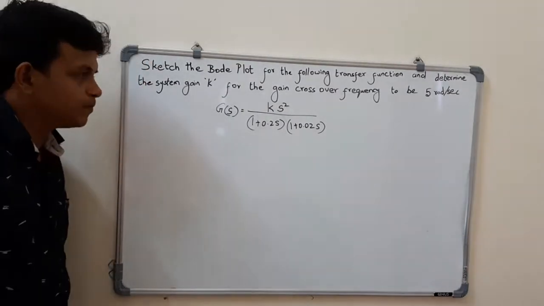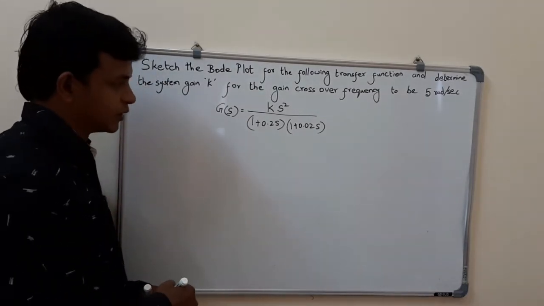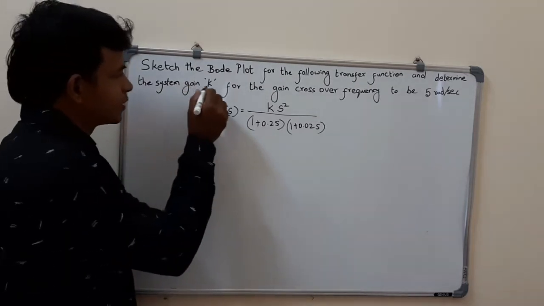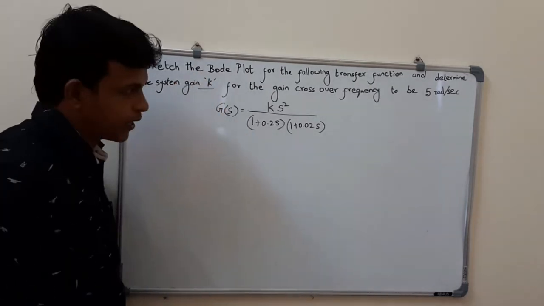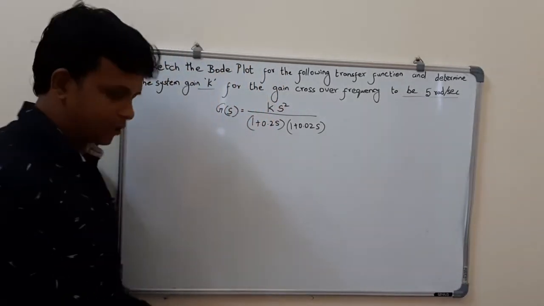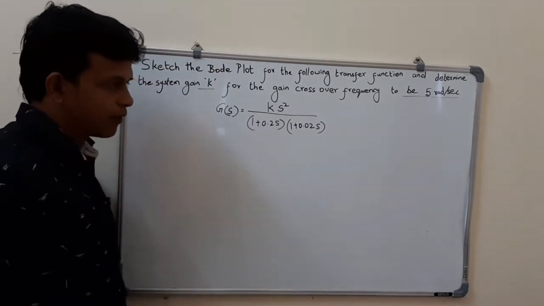So here the question is, we have to plot the Bode plot for the given transfer function. The transfer function is given, and also they have asked to find the value of the gain of the system K. The clue here is the gain crossover frequency is 5 radians per second. So this is the clue over here. For this, we have to find the value of K.